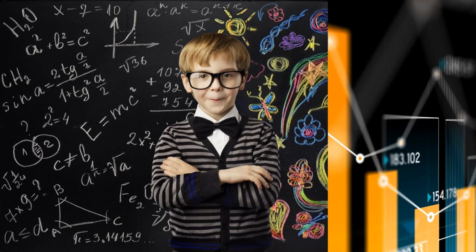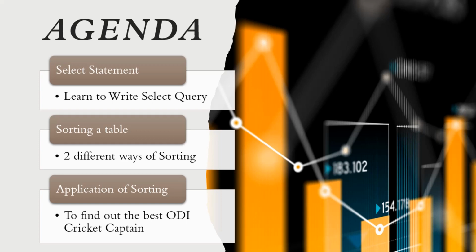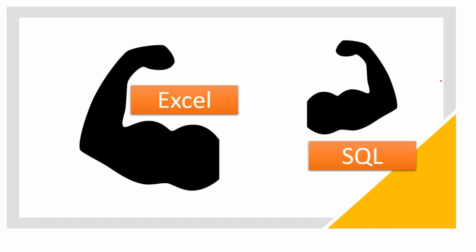So, here is the agenda. First, we will learn how to write select query statements. Second, we will learn how to sort data in SQL. We will look at two different ways to do that. And third, we will learn the application of sorting to find out the best captain of India by using the data that we have today. Here, we will also use the knowledge of metrics in our analysis. But in this entire video, one thing would remain consistent, and that is we are beginners in the SQL world, and we would use only the knowledge of Excel in this entire learning.